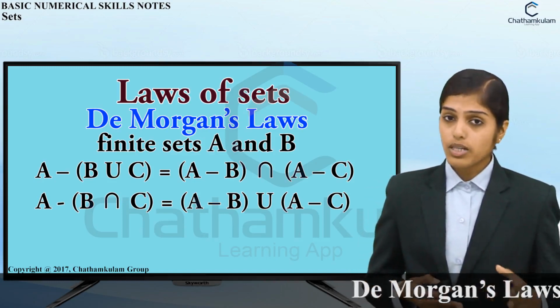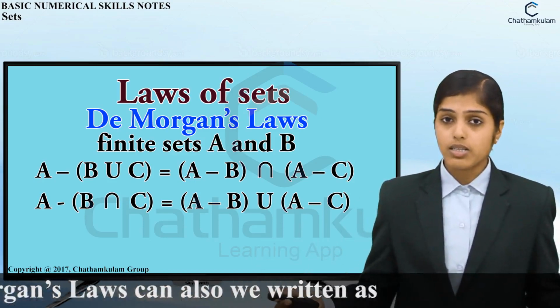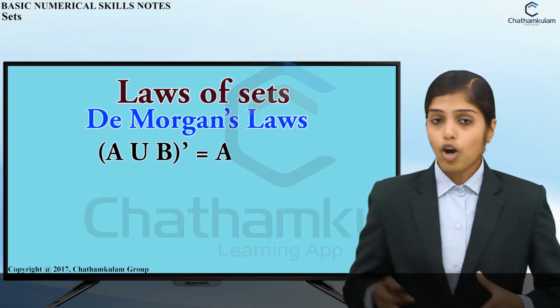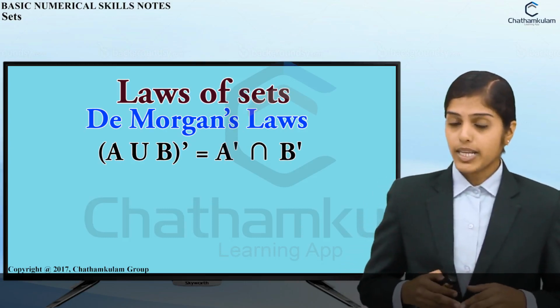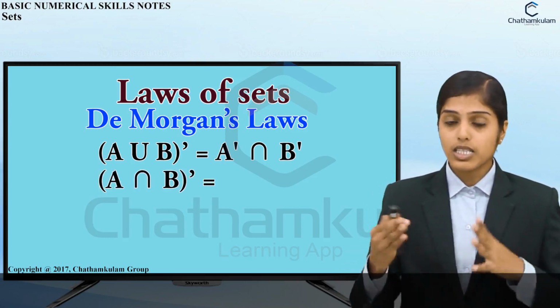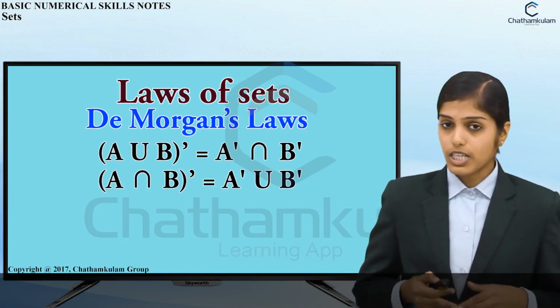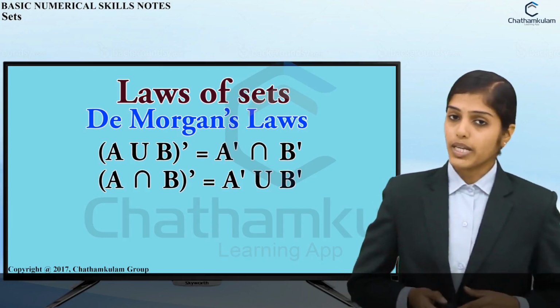Next, De Morgan's laws can also be written as (A union B) complement, which is equal to A complement intersection B complement, and the second one is (A intersection B) whole complement, which is equal to A complement union B complement.